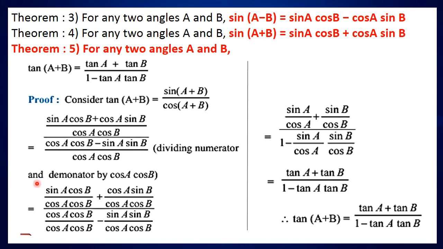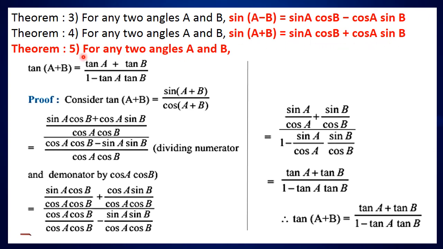Theorems 3 and 4 we learn without proof, that is, they are considered as results. For any two angles A and B, sin(A minus B) is sin A cos B minus cos A sin B, and for any two angles A and B, sin(A plus B) is equal to sin A cos B plus cos A sin B.